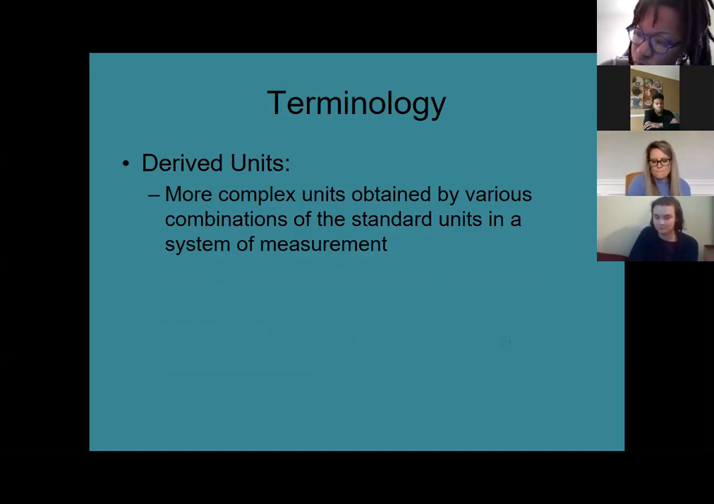Then you have derived units. The derived units are the units that are built from those basic units. They are more complex, and they are derived by combining those base units in a variety of ways. Now that may not make sense now, it will make more sense when we start looking at some examples. And we'll get to that in just a few minutes.